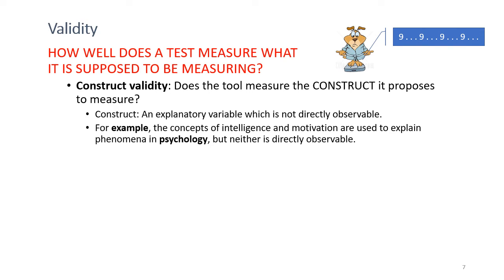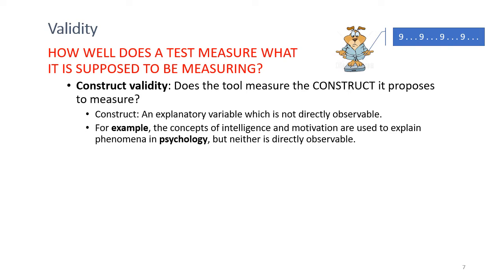So we have several types of validity, and the first of these is construct validity. And in our lecture on operationalization, we discussed what constructs were, and we know that they are combinations of ideas that can't be measured with anything physical.